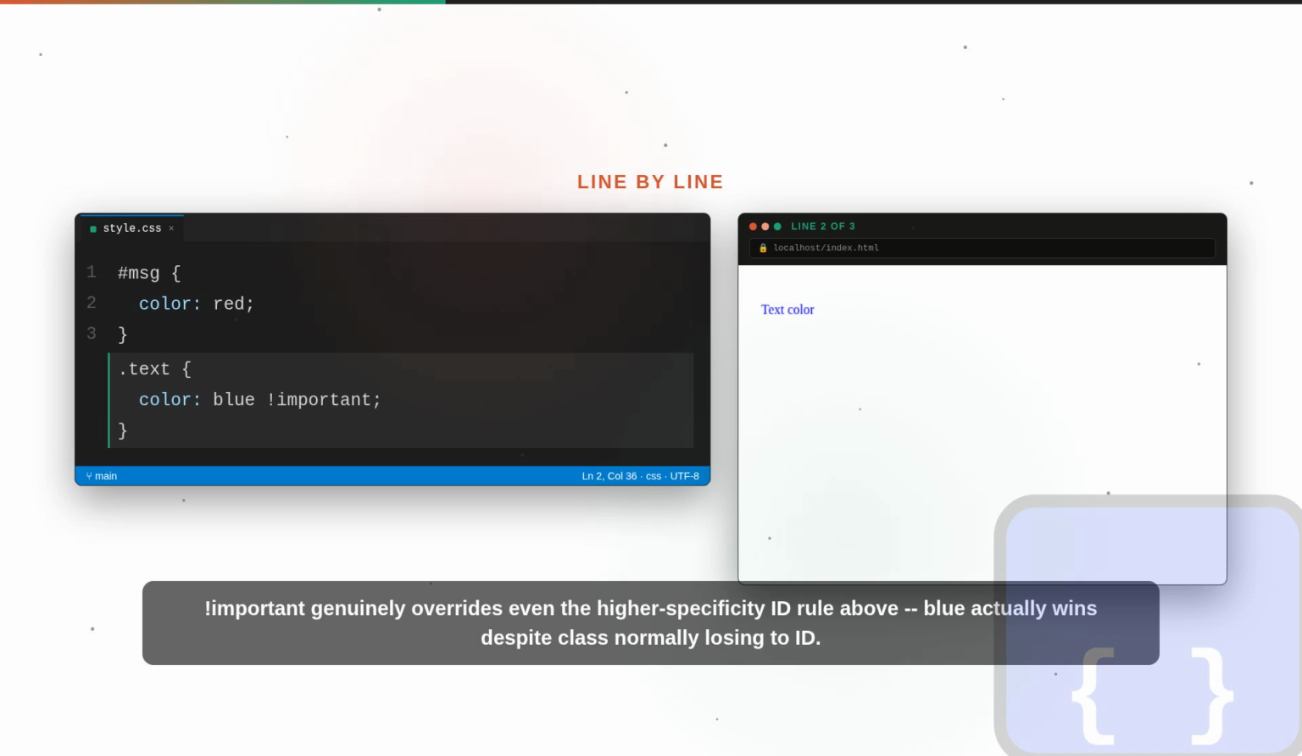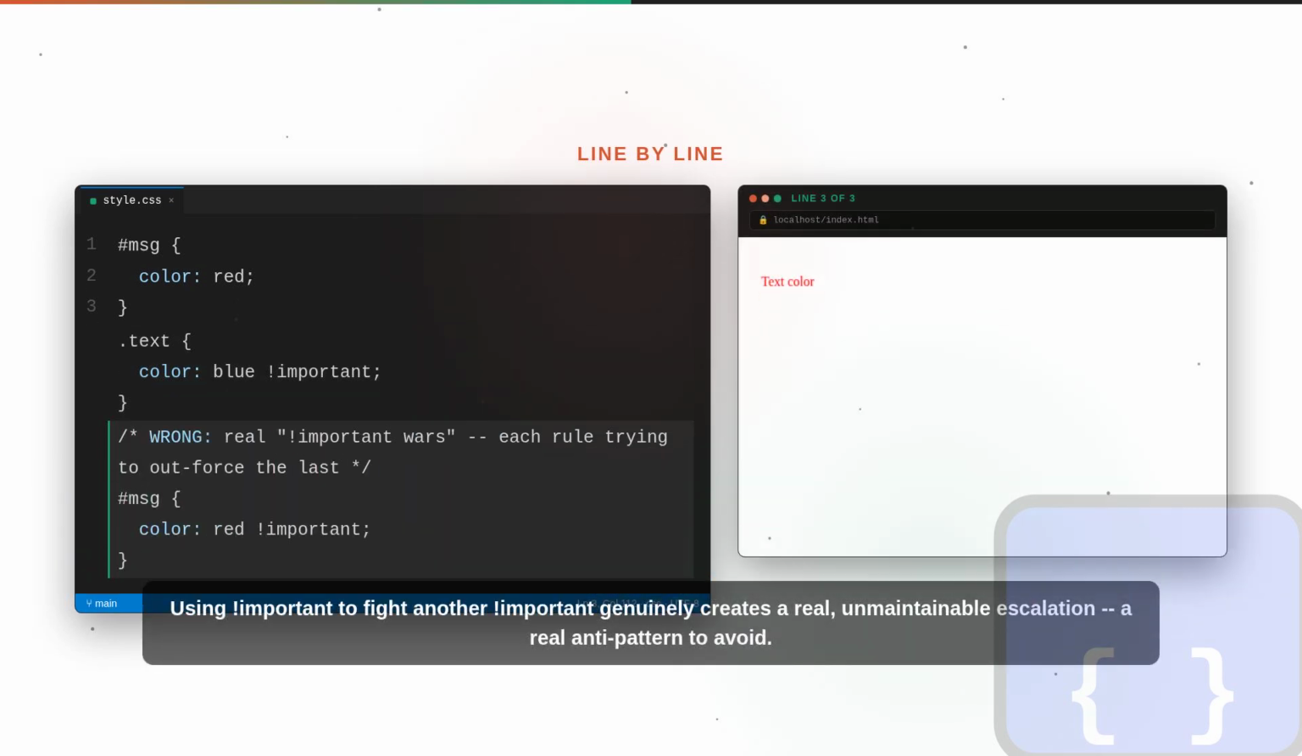Important overrides even the higher specificity ID rule above. Blue wins despite class normally losing to ID. Using important to fight another important creates an unmaintainable escalation, an anti-pattern to avoid.